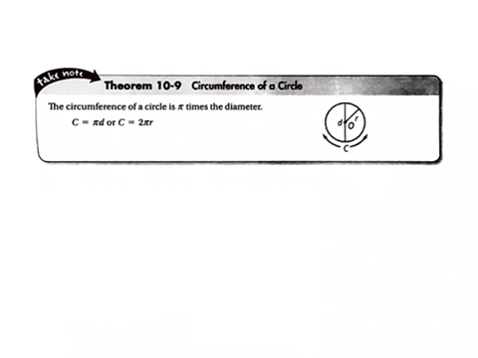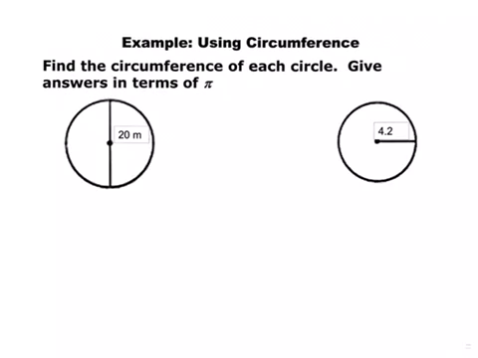The circumference of a circle is pi times the diameter, or it can also be written as 2 pi r, or 2 pi times the radius. We've actually already done some work with circumference, so this shouldn't be a new concept for us. Find the circumference of each circle, give your answers in terms of pi. So remember, we can leave our answers in terms of pi, or we could technically multiply them out into decimals. It's more accurate to leave them in terms of pi, however.